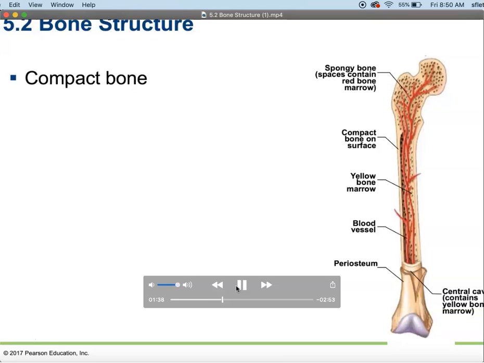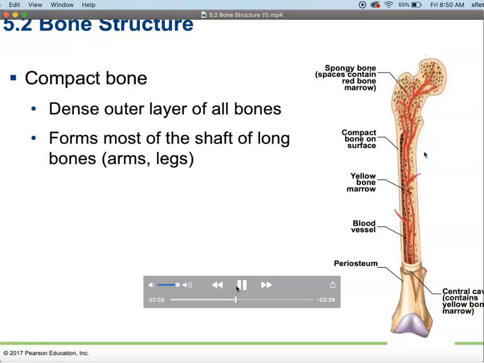So for example, in this case, we're looking at a compact bone. Compact bone is going to be the dense outer layer of all bones. So the smaller the bone, the more compact bone it's going to have. And this is the compact bone found on the surface right up here. Dense outer layer. It's going to have very few internal spaces. It's going to form most of the shaft of long bones like arms or legs.